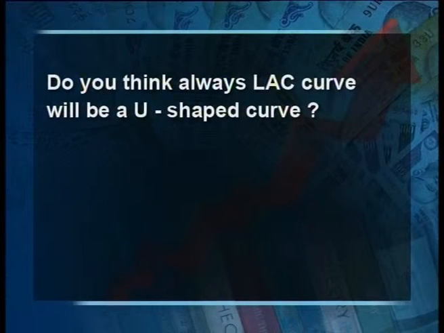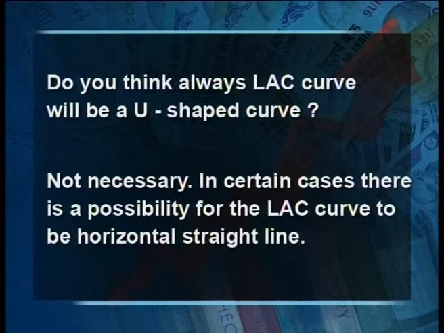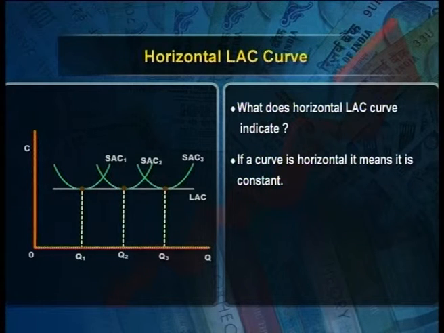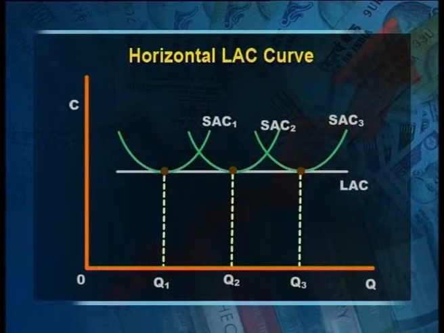Now, do you think the LAC curve will always be a U-shaped curve? Not necessarily. In certain cases, there is a possibility for the long-run average cost curve to be a horizontal straight line. Now, what does this horizontal long-run average cost curve indicate? Just to recall, if a curve is horizontal, it means it is constant. From that, we can infer that the firm or industry involved in the process of production is experiencing constant returns to scale. Let's look at this graph to understand what this horizontal LAC means to us.